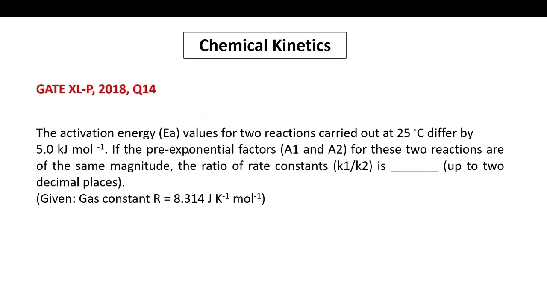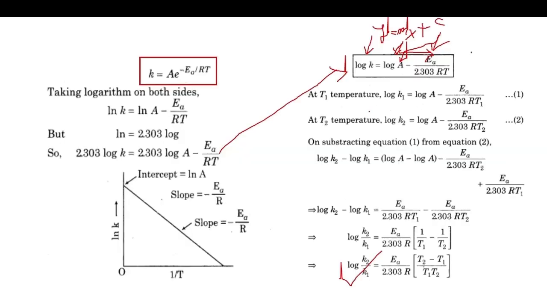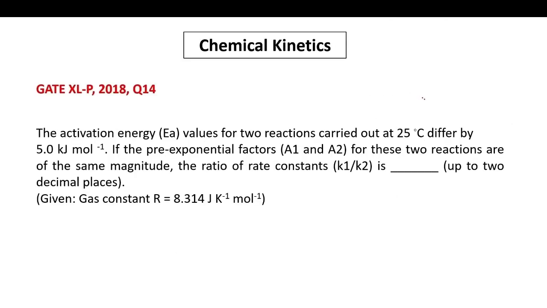Okay, and they have said that for both these reactions there are two pre-exponential factors, A1 and A2. If you remember the Arrhenius equation, here we are considering it as A, and here they have said that this is A1 and A2. For these two reactions they are of the same magnitude, that A1 is equal to A2. And what we need to find here is K1 by K2.